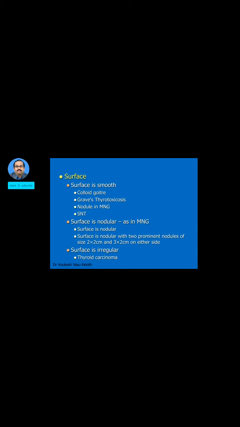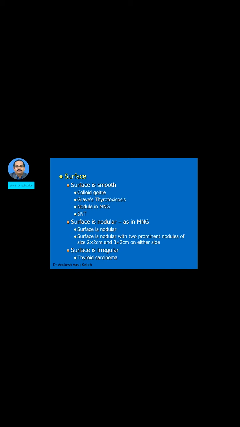Surface. The surface is usually smooth. Example, colloid goiter, Graves' disease. A single nodule in MNG may have a smooth surface. A solitary nodule thyroid. The surface can be nodular in a multinodular goiter. So here you have two options. I told you in the beginning that sometimes you may see two obvious swellings on the side, and they are one and the same because they all move with deglutition. So for the ease of presentation, after you examine, you will know that it is the same swelling. So you can go for surface is nodular.